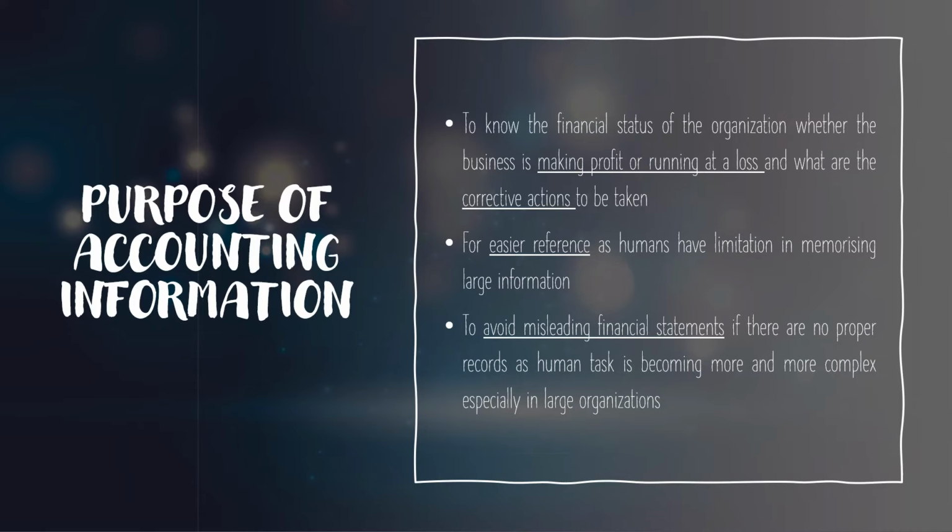Okay, these are the purposes of accounting information. The first one is to know the financial status of the organization, whether the business is making a profit or running at a loss, and what corrective actions are to be taken. Sometimes even though the company is making a profit, when we compare to last year's performance, we can see that actually the profit is declining, or we are making less profit compared to last year. So we would like to know which area caused us to have lower profit this year, so that we can take corrective actions.